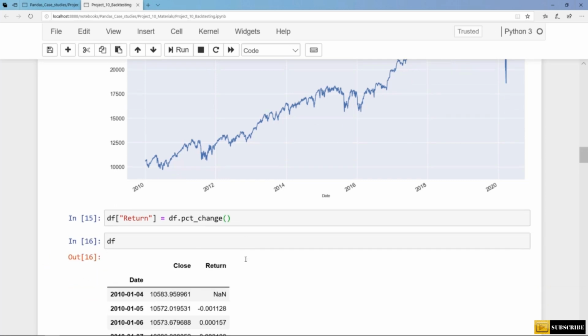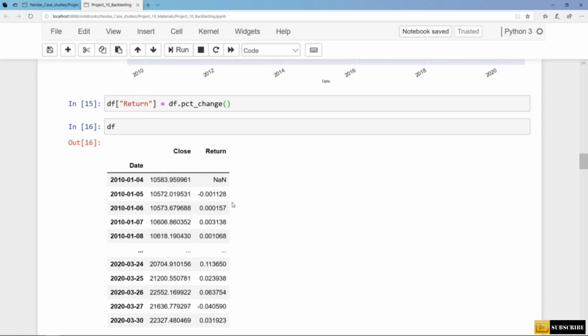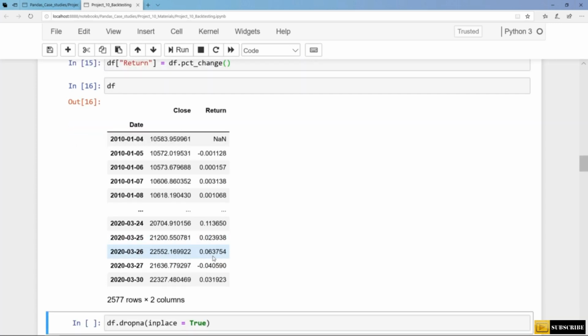And let's have a look here. So here we have the daily returns. And for instance, here on the 24th of March 2020, we had a daily return of plus 11%. Then we had plus 2%, plus 6%, minus 4%. So due to the COVID-19 or corona crisis, there was quite a lot of volatility in the market.